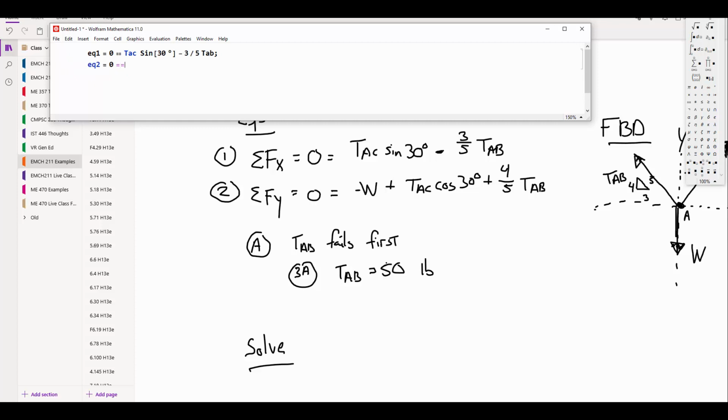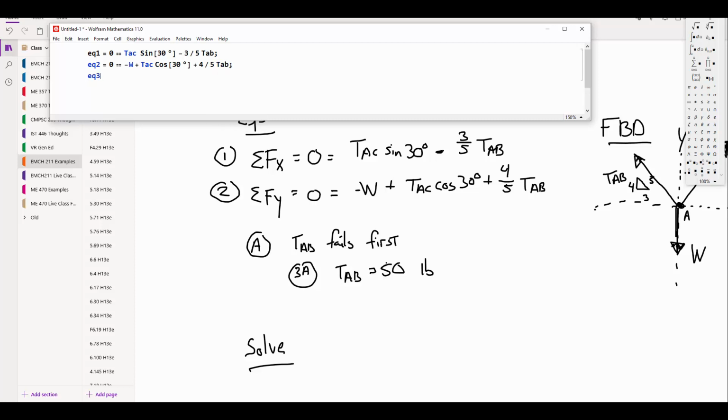All right, now I'm going to enter equation 2. I'll call it EQ2. And again, that's my second equation. My sum of forces in the Y. So 0 equals negative W, another unknown, plus TAC. I have to make sure I capitalize it, spell it the same each time so that Mathematica knows it's the same variable as I had in equation 1, cosine 30 degrees. And that's going to be plus 4 over 5 TAB.